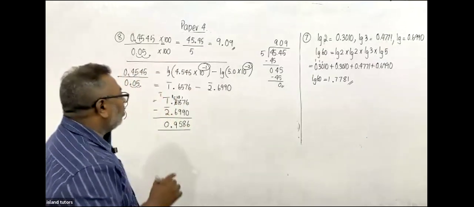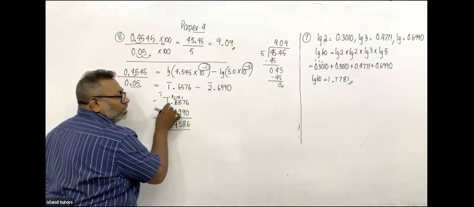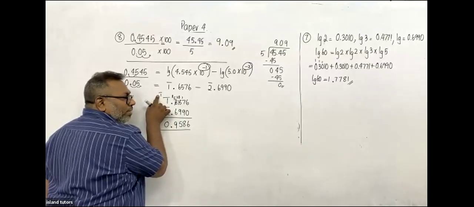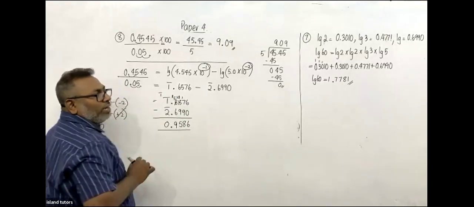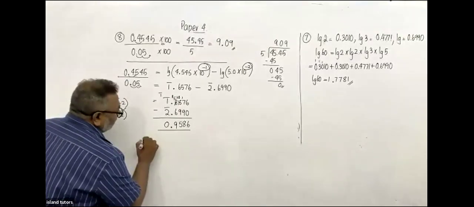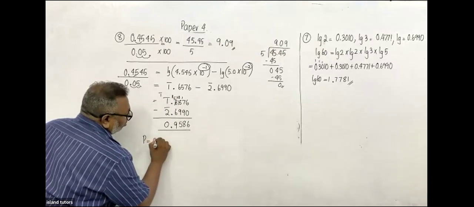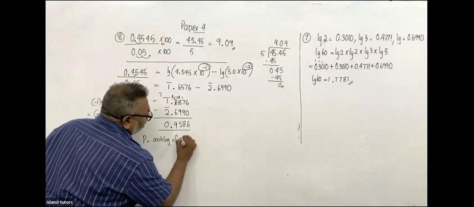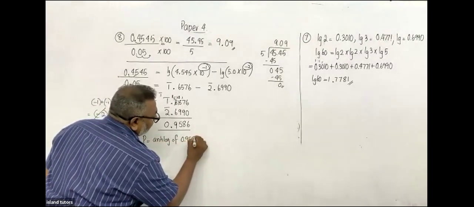0.9586. Most important part is this part. You can't borrow, so you're going to give a value 1 here, -1, as well as to give a 1 on this side. Okay, so you have 9586. P is equal to, now you find the anti-log of 0.9586.